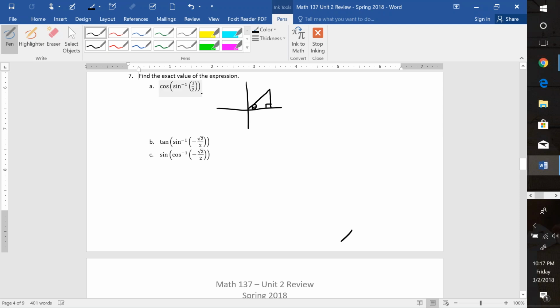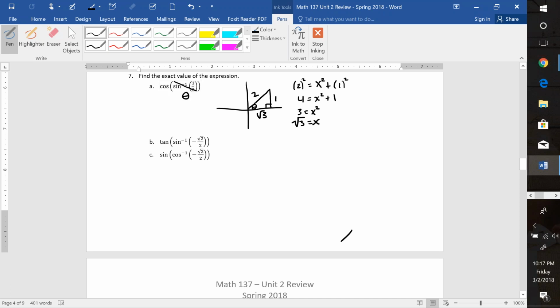This is opposite over hypotenuse, so that would be 1 over 2 for the hypotenuse. We can use the Pythagorean Theorem, which I already know is going to give a square root of 3 because this is a 30, 60, 90. But in case it's not, because some of them won't be nice, I can use the Pythagorean Theorem to solve for that x. So 4 equals x squared plus 1, 3 equals x squared, so the square root of 3 equals x. Now we have just turned this whole statement into an angle. We don't even care exactly what that angle is.